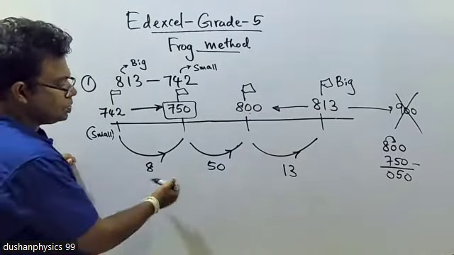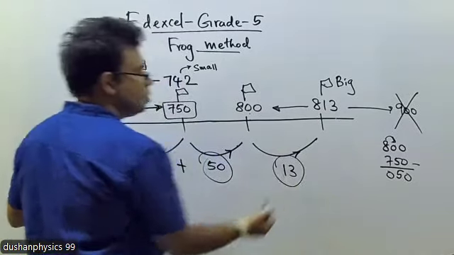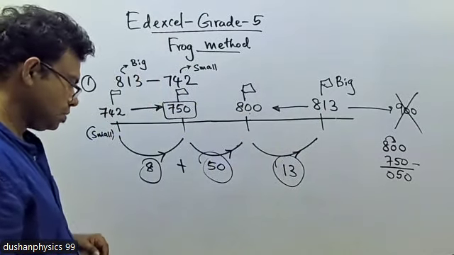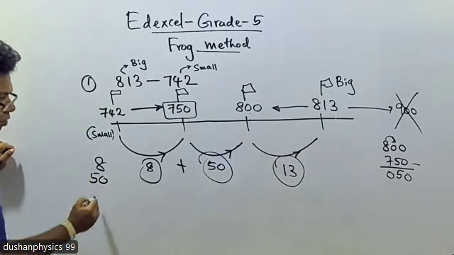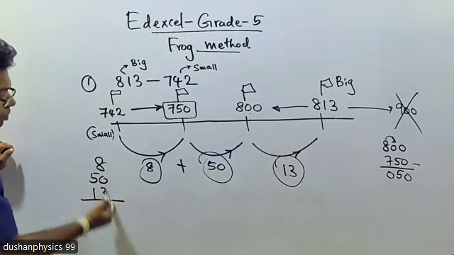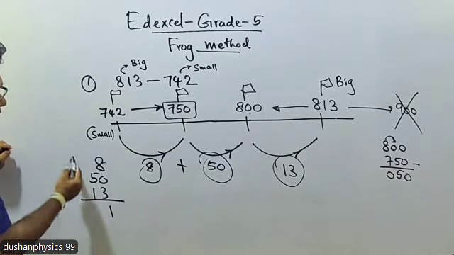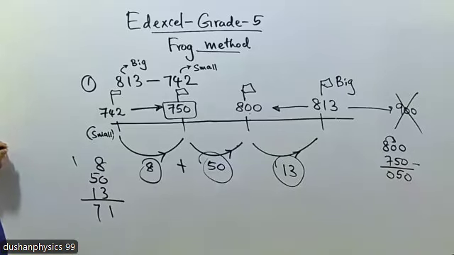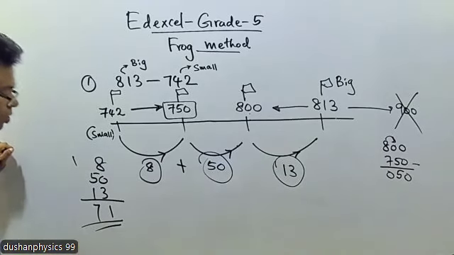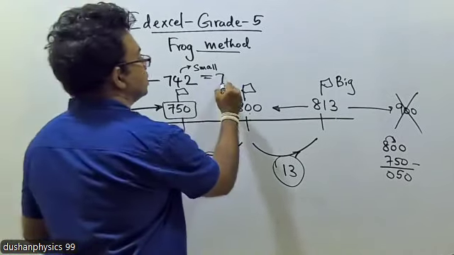So what I'm going to do is add these gaps all together and get the final answer. So what is the final answer? 8 plus 50 plus 30. 8 plus 50 plus 30 is 88. 1 plus 5, 6. 1 plus 6 plus 1, 771 altogether. So you say, okay, my final value is 71.